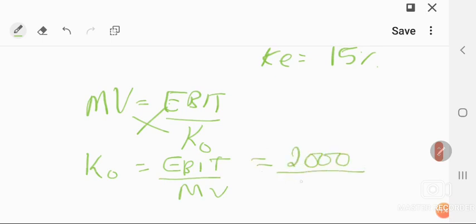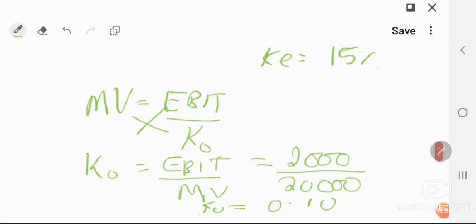EBIT is 2,000. What is the market value? 20,000. Therefore, KO, which is the cost of capital, is 0.10, which is 10%. It too remains constant. So that's basically the logic behind the net operating income approach.